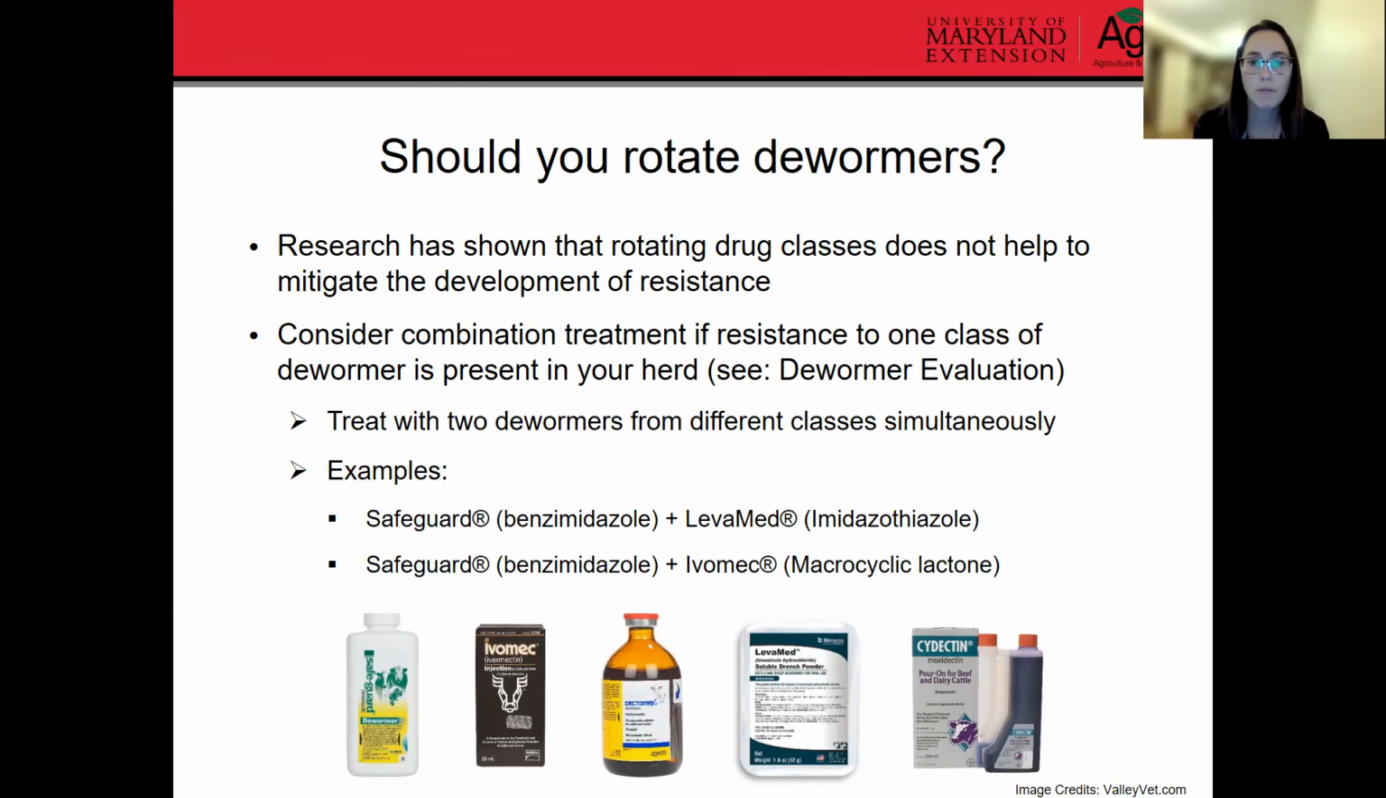So what that would mean is you would be combining, say, a benzimidazole with an imidazothiazole, so Safeguard and Levamed, for example. That would be an example of a combination treatment. And the idea behind that would be that any parasites that are resistant to the one dewormer would be taken care of by the second one that is effective against those parasites. So we help to prevent those resistant parasites from surviving altogether.